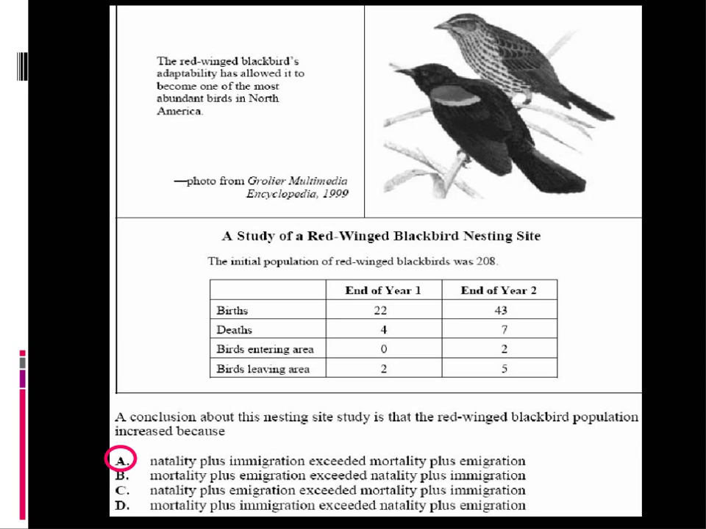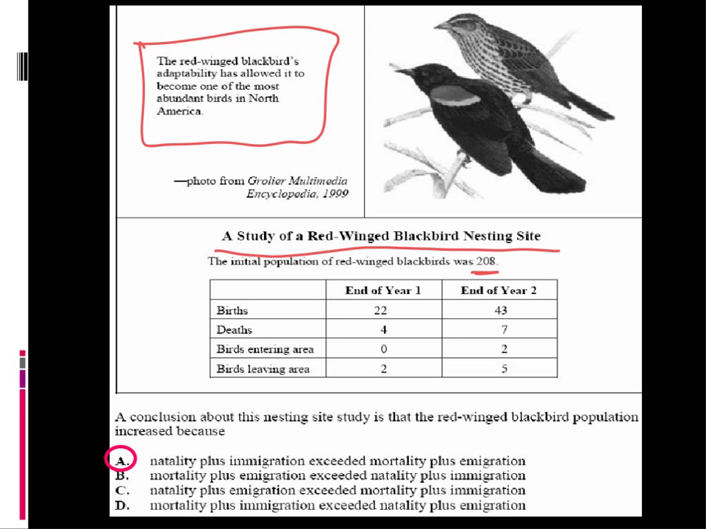So if we look right now, we have: the red-winged blackbird's adaptability has allowed it to become one of the most abundant birds in North America. So this is some information. Again, this is a diploma type question that you would see. We have a study of red-winged blackbird nesting sites. The initial population of the red-winged blackbirds is 208. In year 1 of our study, we had 22 births.